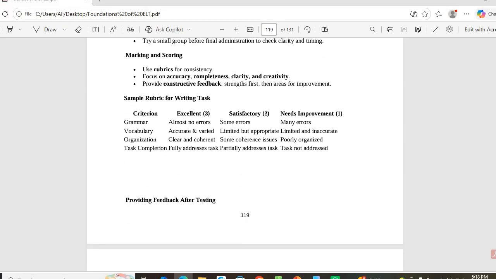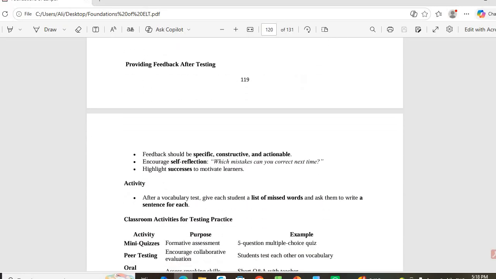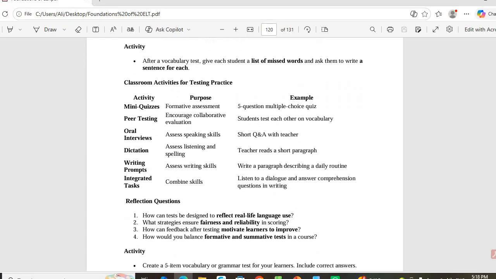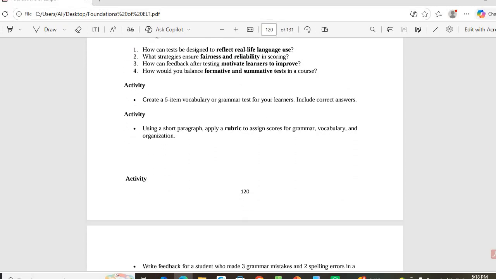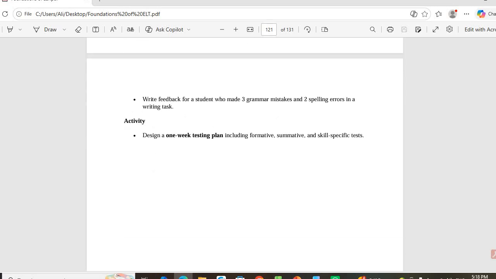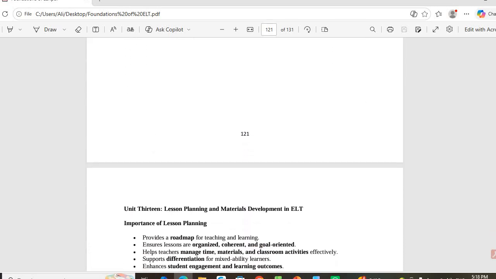Providing feedback after testing. Feedback should be specific, constructive, and actionable. Encourage self-reflection: which mistakes can you correct next time? Highlight success to motivate learners. And these are activities about assessment and testing.